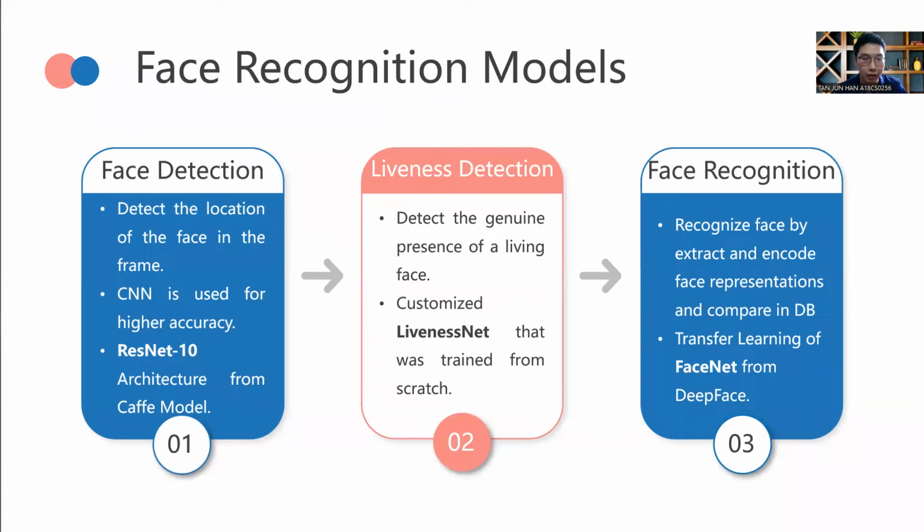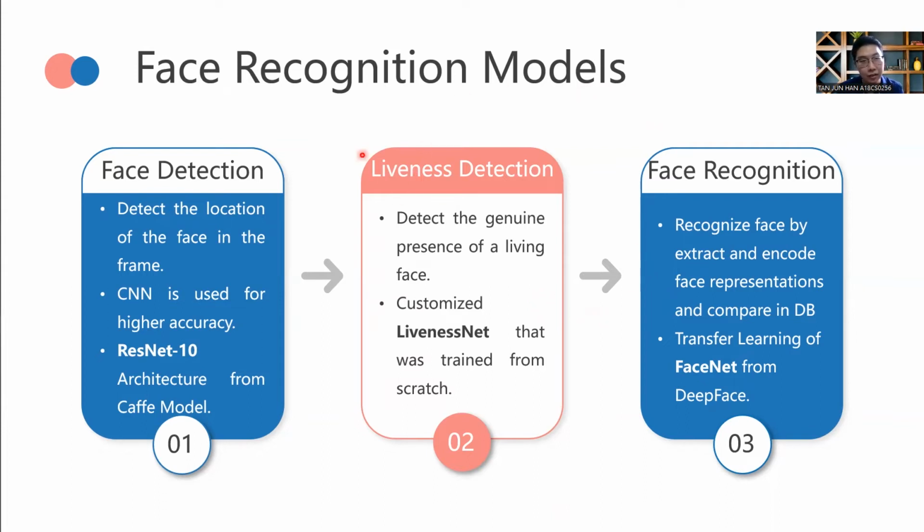Next up, we'll take a look at the face recognition models. CNN is used in all these cases: face detection, liveness detection, and also face recognition. The flow of the deep learning models is shown here. Face detection will detect the face, and CNN is used because it has higher accuracy, and the model used is ResNet. After detecting the face, the location will be sent to liveness detection, and the frame will be analyzed again to detect the genuine presence of a living face. The model used is LivenessNet, which is a customized model trained from scratch.